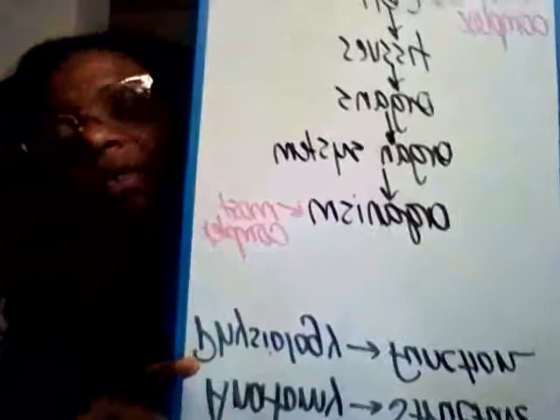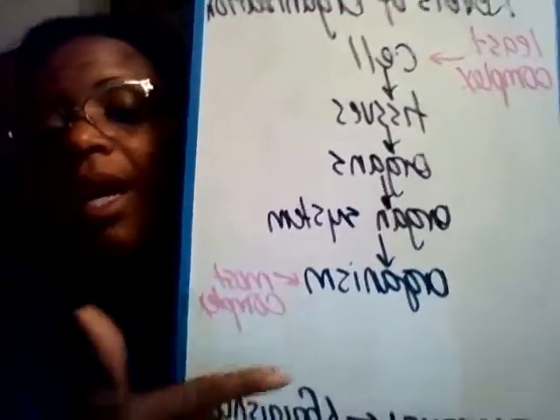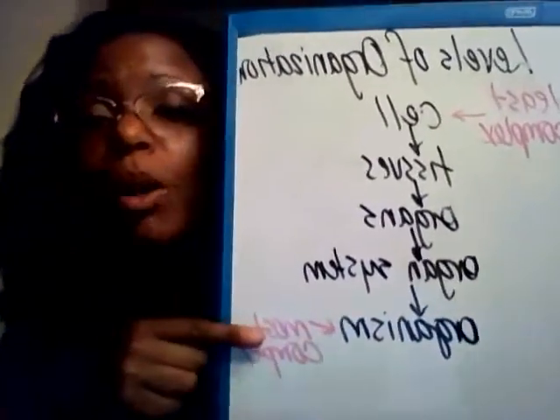And then finally, all of the organ systems work collaboratively together and they make the organism, which is the most complex level of organization that we have. And we are the organism. But we're not the only ones. I mean, there are other things that are organisms. And as I said, all living things are made up of cells.